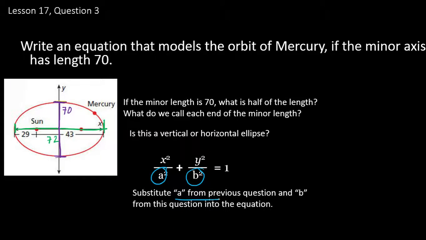So my a is going to be the answer from that previous question, when we found the average distance between the planet and the Sun by taking half of the major axis. b is going to be the answer to this, which is half of the minor axis. So I'll substitute that information in, and that will tell me an equation that models the orbit of Mercury.